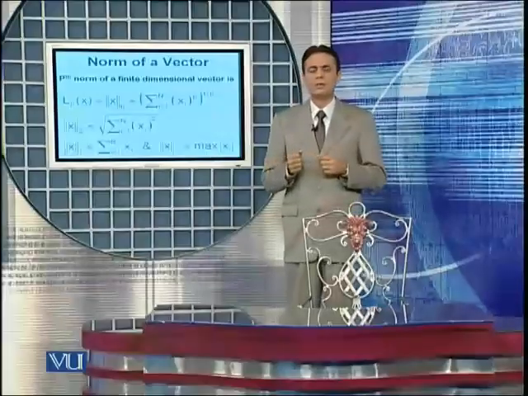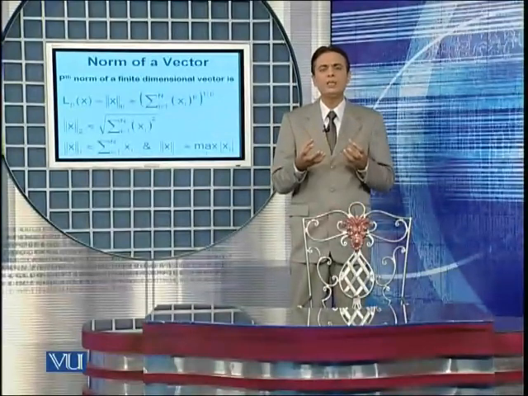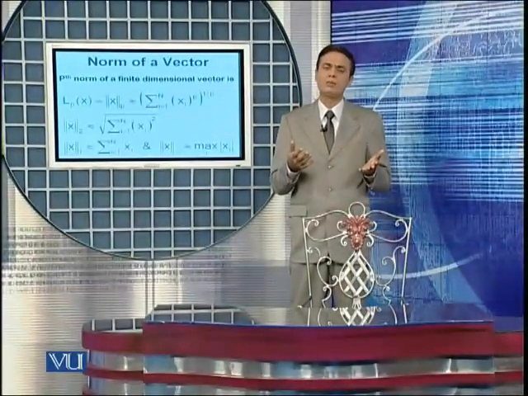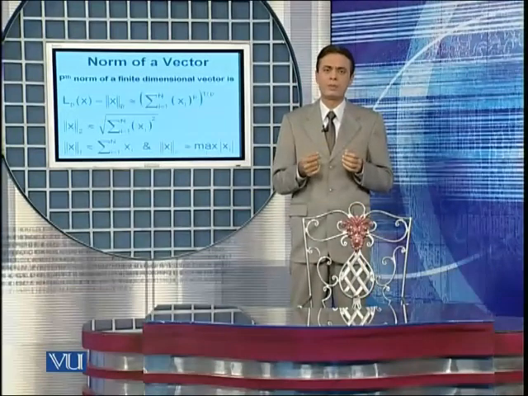So if you have a finite dimensional vector, you can define its first norm, L1 norm, L2 norm, L3 norm, or any other norm up to infinity, where the L infinity norm has a special definition. The norm of a finite dimensional vector gives us a measure of its distance from the zero vector, where the zero vector is a vector of all zeros.